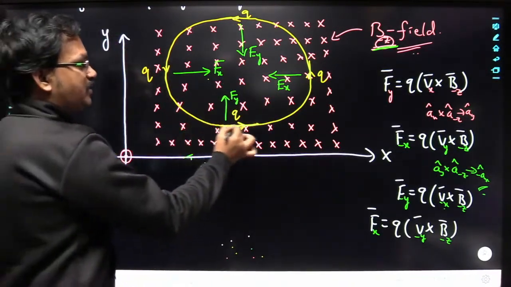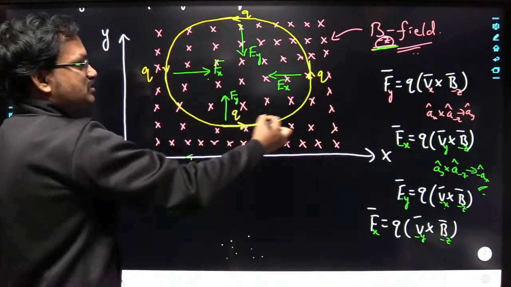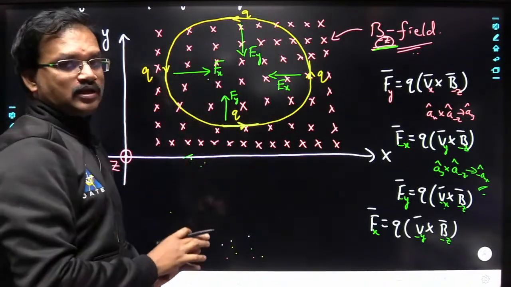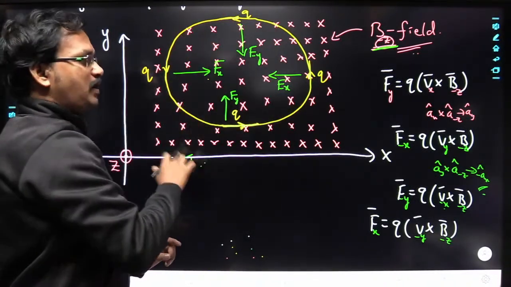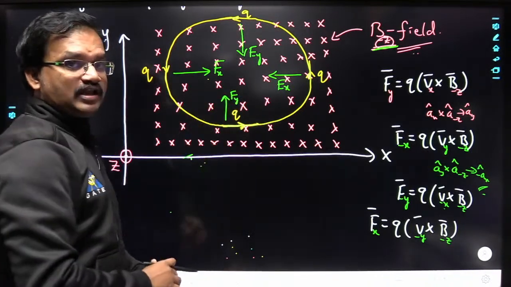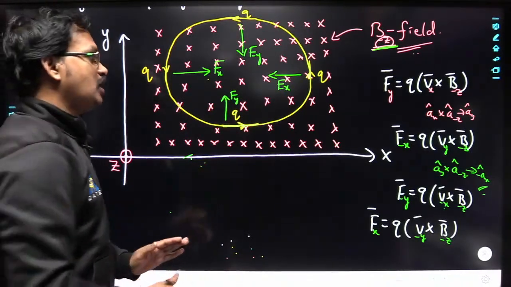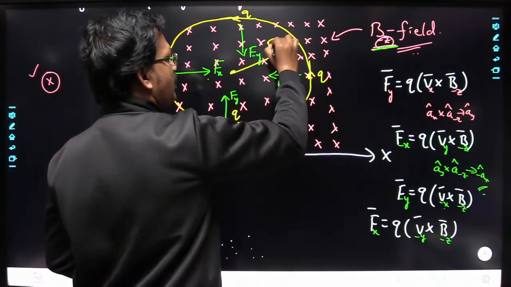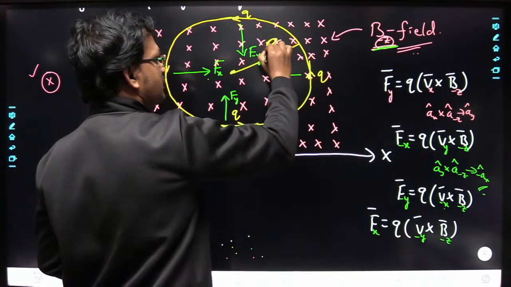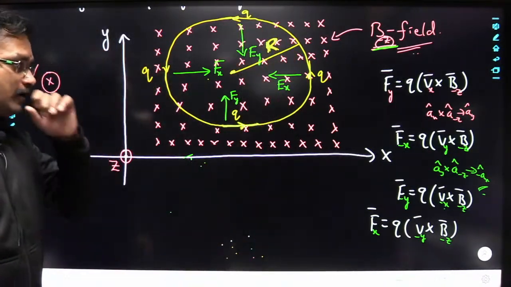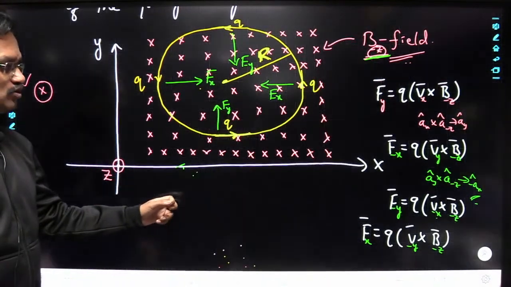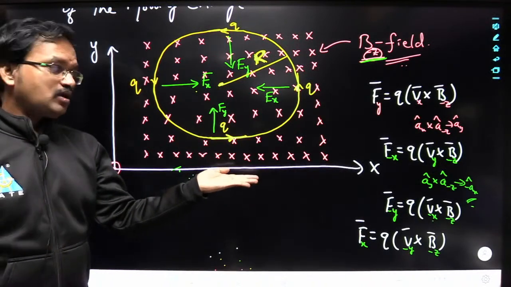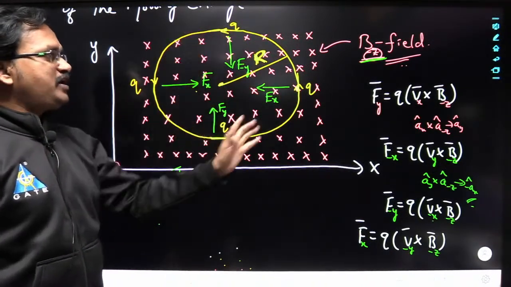Okay, so in this manner the charge is going to trace a circular path here. This is nothing but a circular path. It is going to trace a circular path whenever it is moving in a B field. Here the radius of this circular path is, let us say, r. So whenever the charge is moving in a B field, at each and every location here, the speed of the charge is not changing.